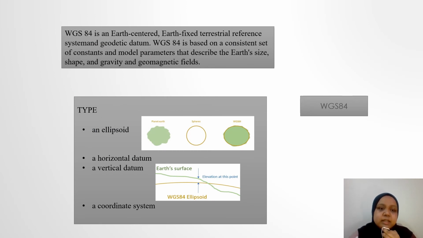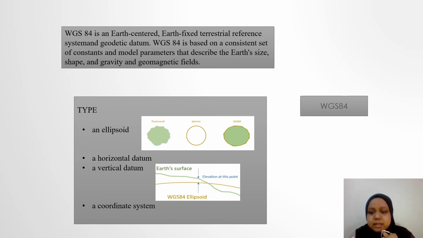WGS-84. WGS-84 is an Earth-centered, Earth-fixed terrestrial reference system and main geodetic datum. WGS-84 is based on a consistent set of constants and model parameters that describe the Earth's size, shape, gravity, and geomagnetic fields. The types are an ellipsoid, a horizontal datum, a vertical datum, and a coordinate system.